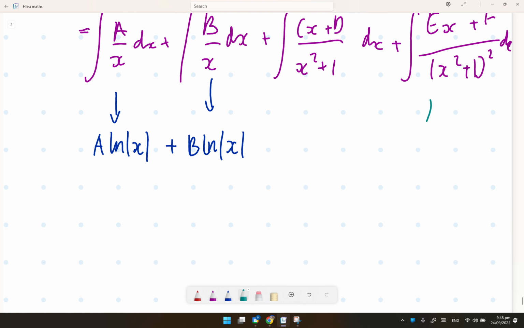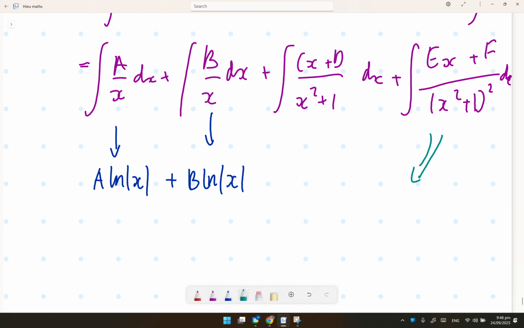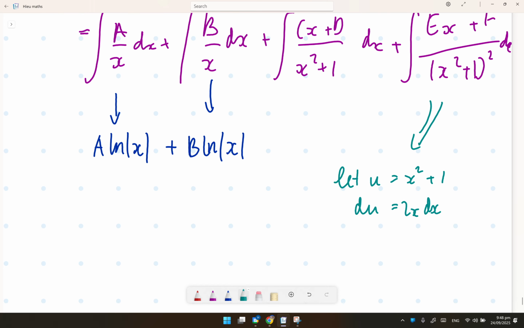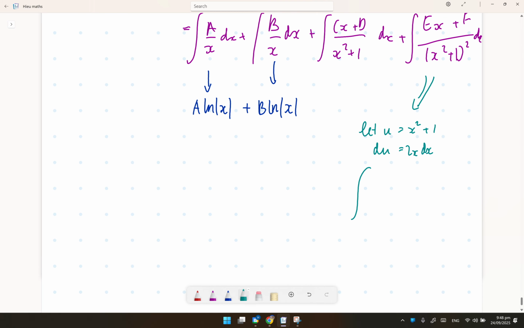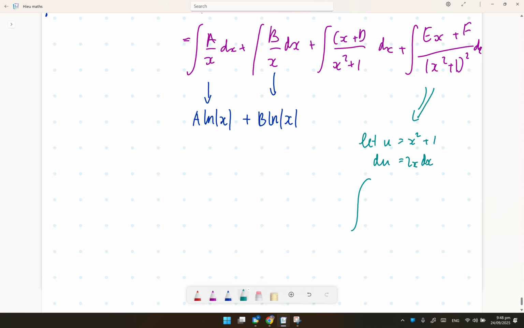Same thing over here, right? We have ex plus f over x squared plus 1, all squared. Now, let u equal x squared plus 1, therefore du equals 2x dx. And we do the same thing, so now f is 0, and that integration is going to be equal to e is 2, so that's 2x, and then dx, all of that multiplied out. So that's just 1 over u squared, or technically u du over u squared, which is just 1 over u squared du, right?